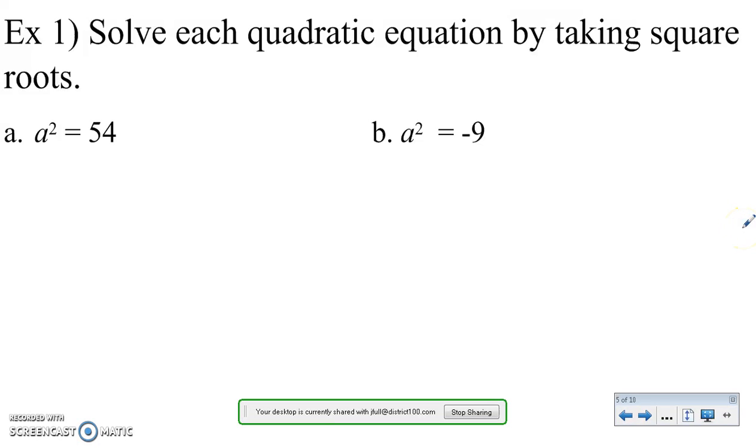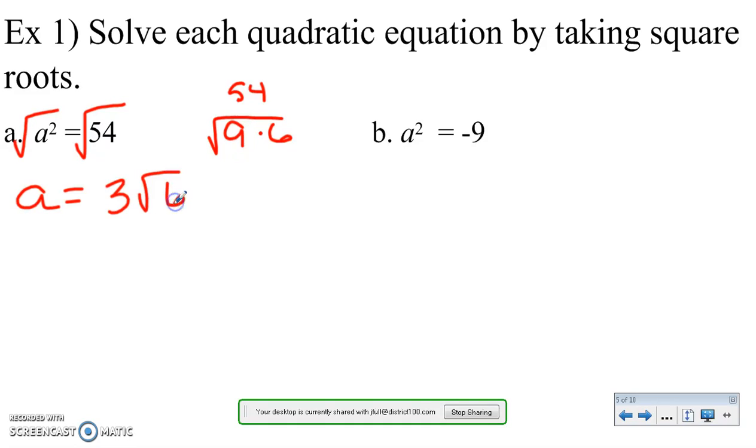Okay, let's go ahead and do this. So, solve each quadratic equation by taking square roots. For the first one, since we have a squared alone, all we're going to do is go ahead and take the square root of a on both sides. So the square root of a squared gives me a. And then we're going to think back to the simplifying radicals where we took the 54 and we looked for the perfect square that goes into it. So the perfect square that goes into 54 is 9 times 6. So remember, the square root of 9 is 3, and we can't take the square root of 6, so we're going to leave that. So plus or minus 3 square root of 6.